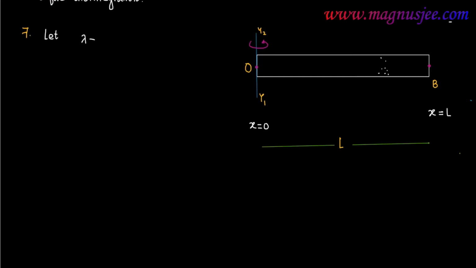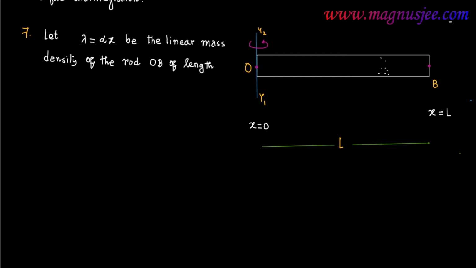Number 7 topic. In the diagram, OB is a rod of length capital L. Let lambda equal alpha x be the linear mass density of the rod OB of length L, which can rotate about the vertical axis y1 y2, the axis of rotation y1 y2.